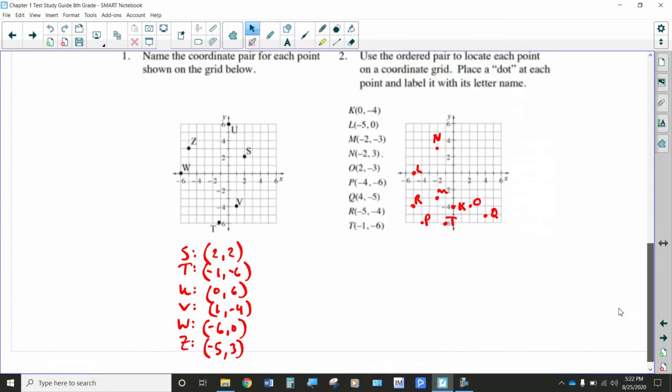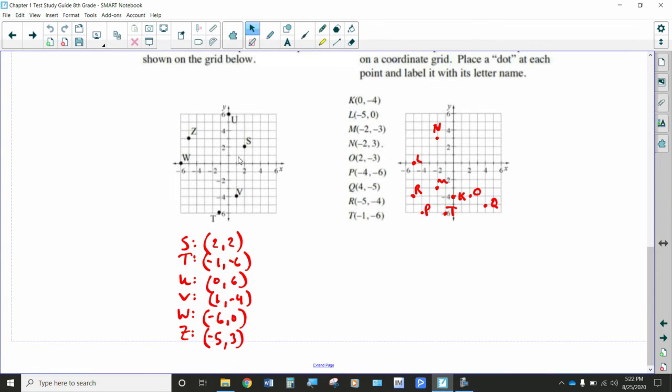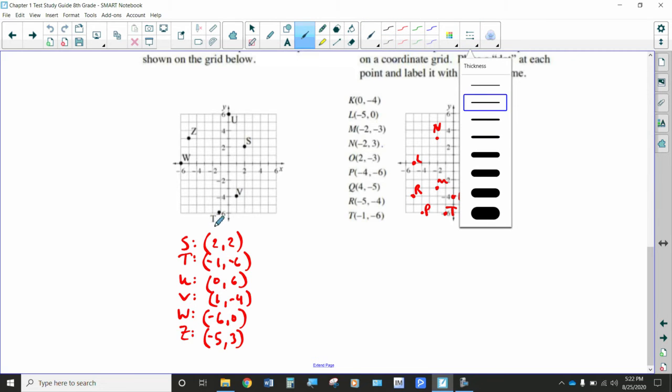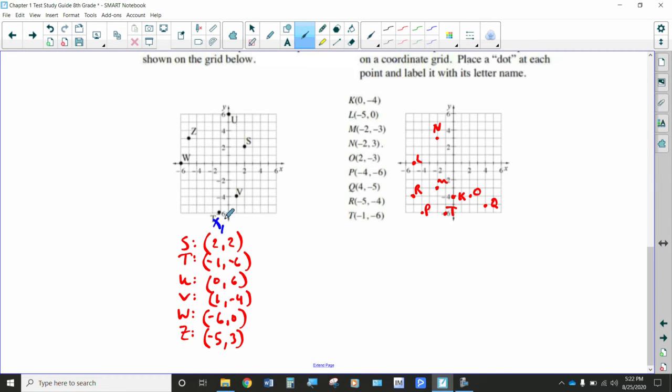Being able to identify points on a coordinate grid and then place the points on the coordinate grid. It's pretty straightforward here. I talked about it in the closure problems. You identify the points where they intersect. 2, 2. This one would be -5, 3. And you always want to make sure that you're identifying the x value first. Where does it fall on the x line? Then the y value after that.